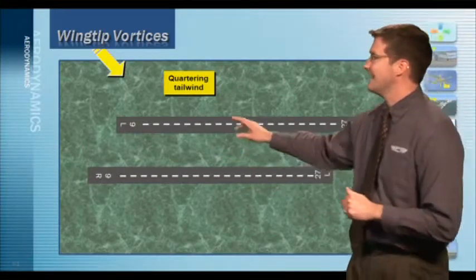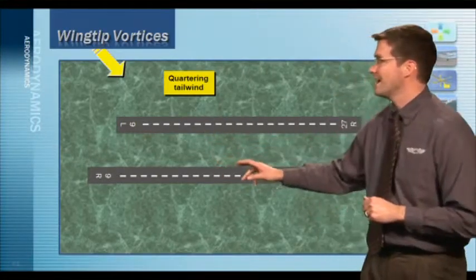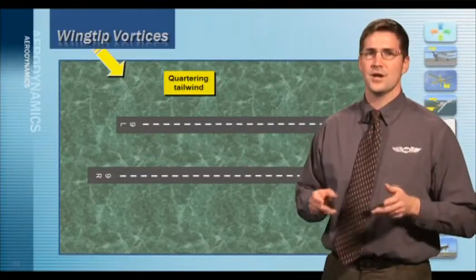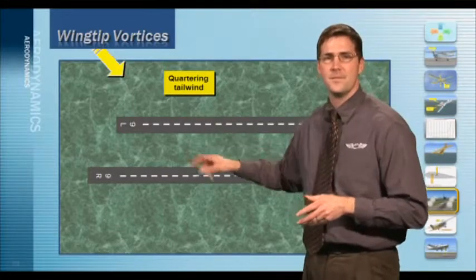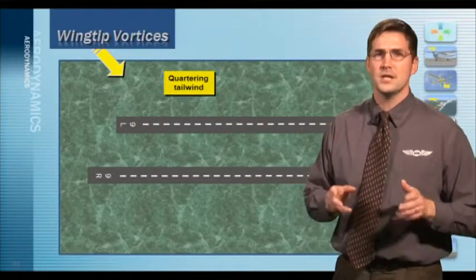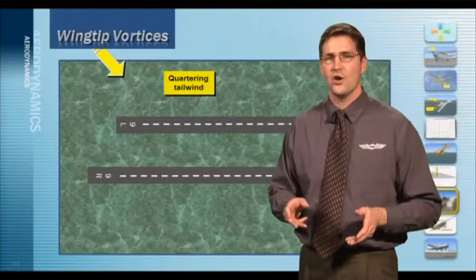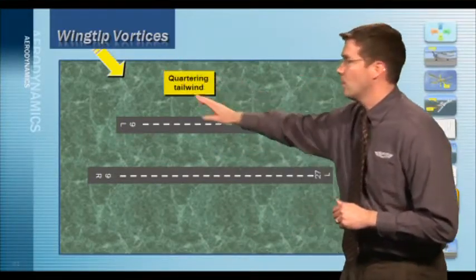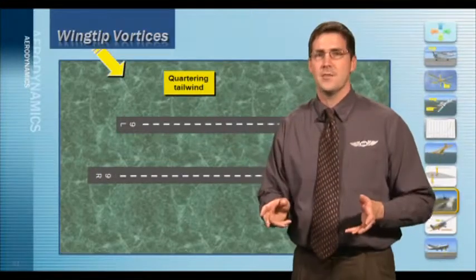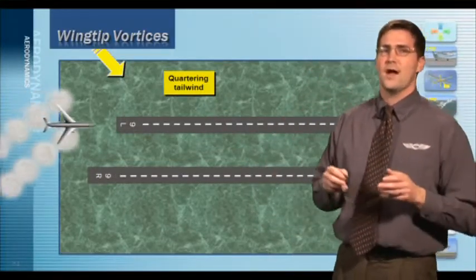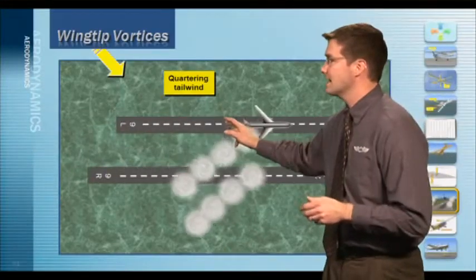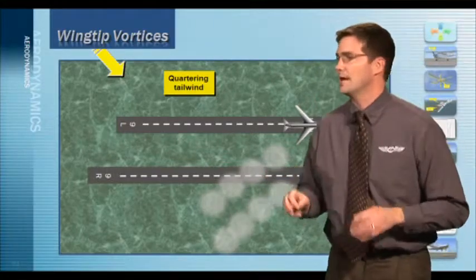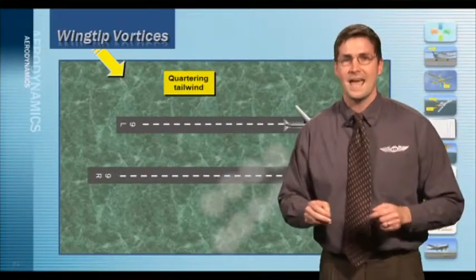Here we have runway 9 left, and over here is runway 9 right. Look what happens when you have a quartering tailwind and a large aircraft landing on 9 left. Remember, wingtip vortices are most noticeable when the aircraft is low and slow, like you'll have in a landing configuration. With this quartering tailwind that we have right here, check what happens. These wingtip vortices travel from 9 left right across onto 9 right. And if you're landing on this runway down here in a small airplane, this can potentially be a very hazardous condition.